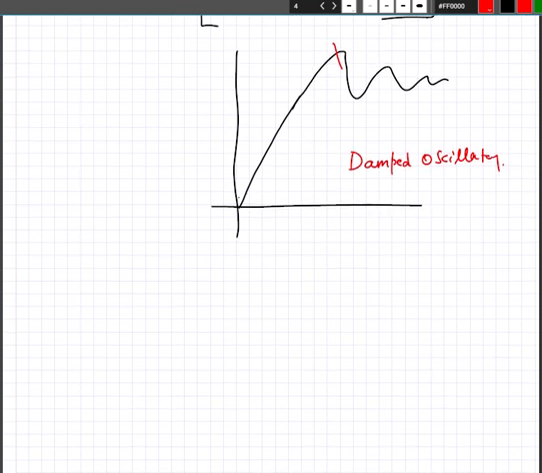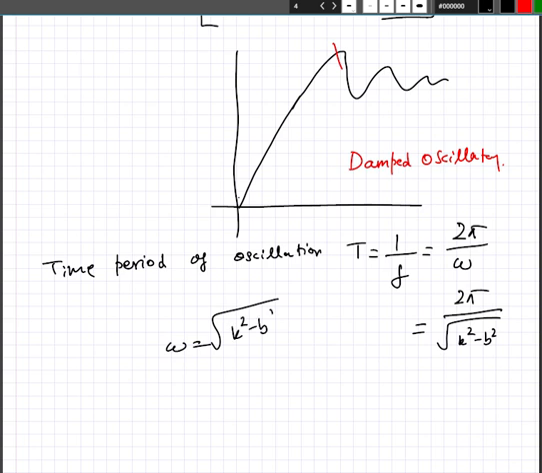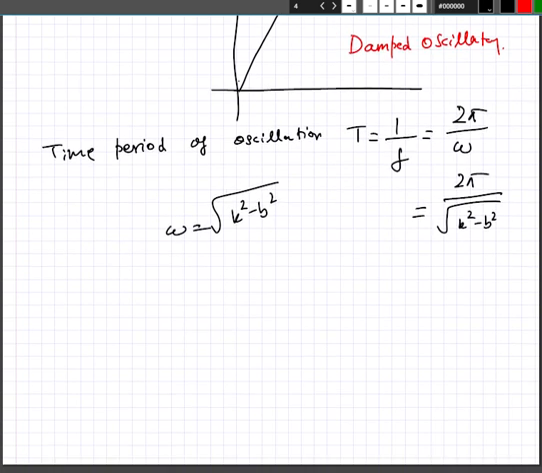And the time period of oscillation is nothing but t is equal to 1 by f, that is 2 pi by omega, and omega we have already taken as square root of k square minus b square. So that is the reason why we took omega as square root of k square minus b square. It is a frequency term, angular frequency term. Okay, that is why it was taken that way.